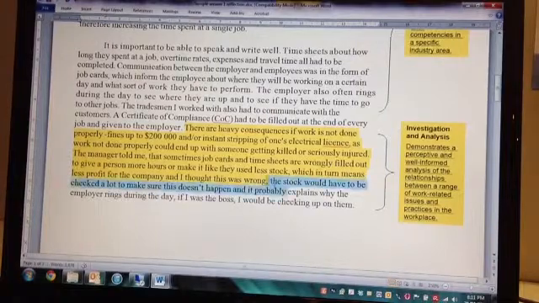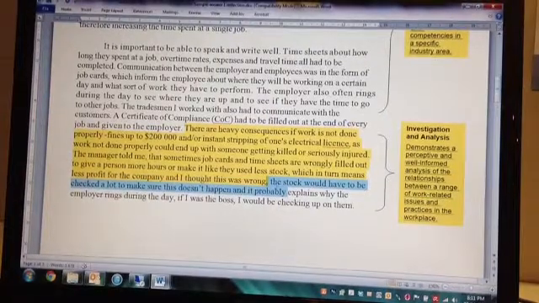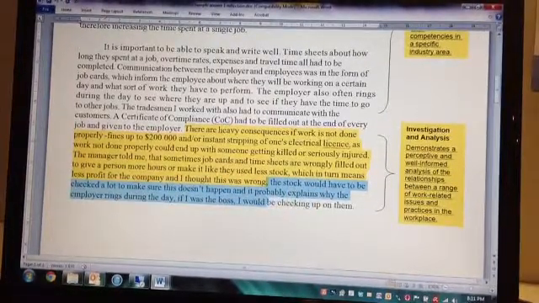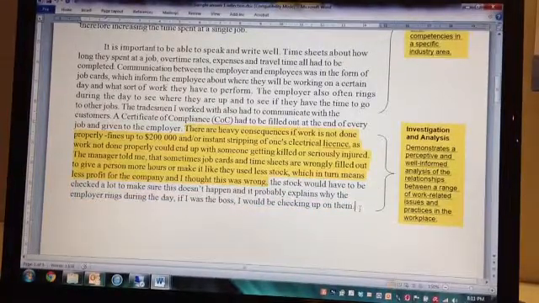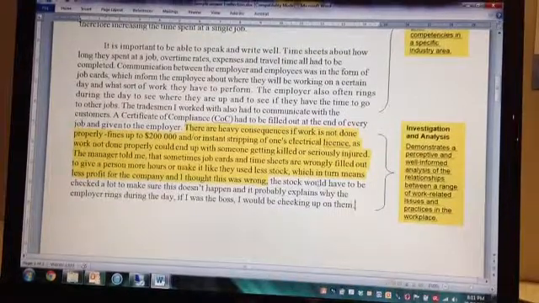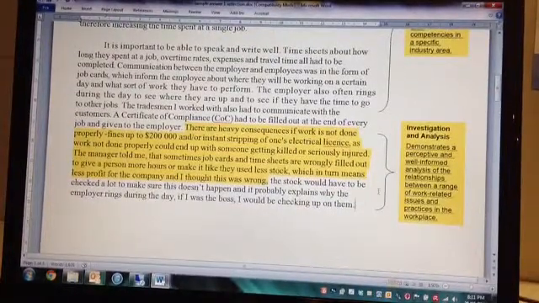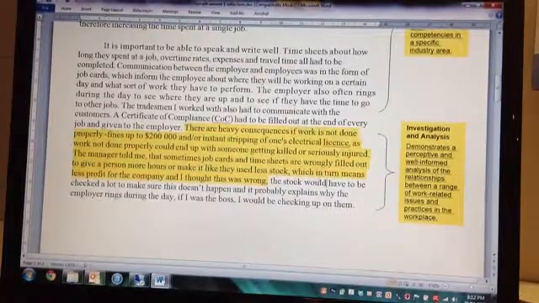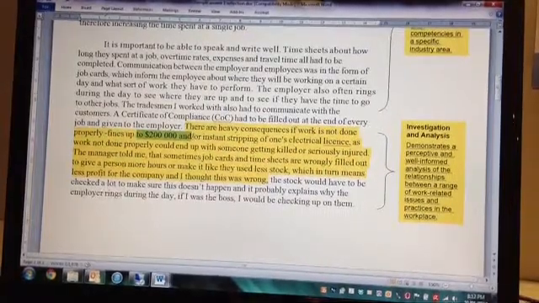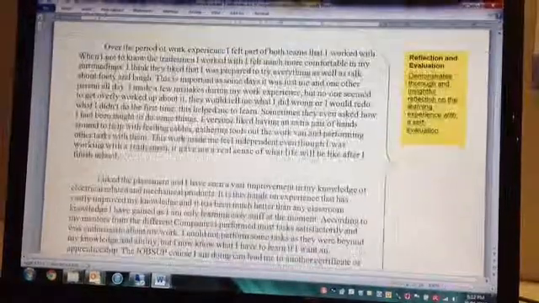The stock would have to be checked a lot to make sure this doesn't happen, and it probably explains why the employer rings up during the day. If I was the boss, I'd be checking up on them. So he must have been working in a team, and maybe this person could have explained that a little bit more as well, but they've done a good job of looking at what this issue was. They've investigated the fines and they understand what that means for the workplace.